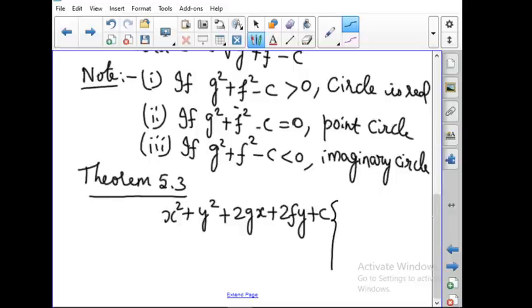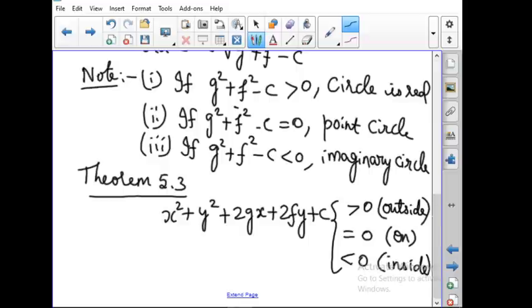If it is greater than 0, we can say that the plane containing the circle is outside. Equal to 0, it is on, and less than 0, it is inside.